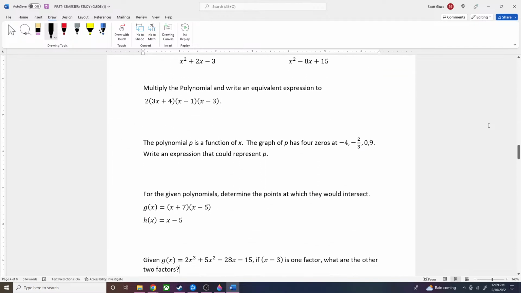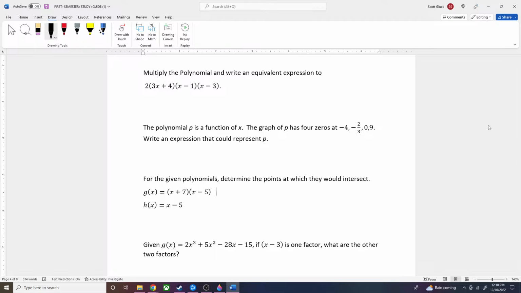The other one that I had a question on was this right here in the middle. The polynomial P is a function of x. Now the graph of P has 4 zeros at -4, -2/3, 0, and 9. And all we want to do here is write an expression that could represent P. Now we have the zeros, and if we have the zeros, then we can get the factors. Okay? If we have the zeros, we can get the factors, meaning it would be very easy for us to write this function out in factor form.